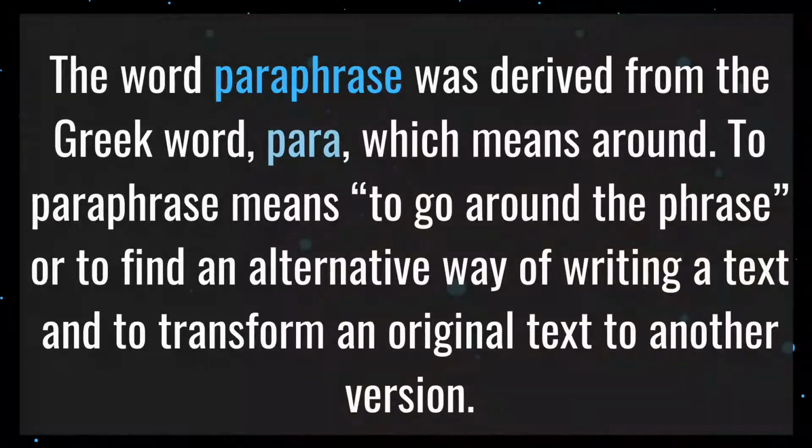The word paraphrase was derived from the Greek word para, which means around. To paraphrase means to go around the phrase, or to find an alternative way of writing a text and to transform an original text to another version. The goal of paraphrasing is to write a new text where we see a change in form while still retaining the main idea and the important details of the original text.